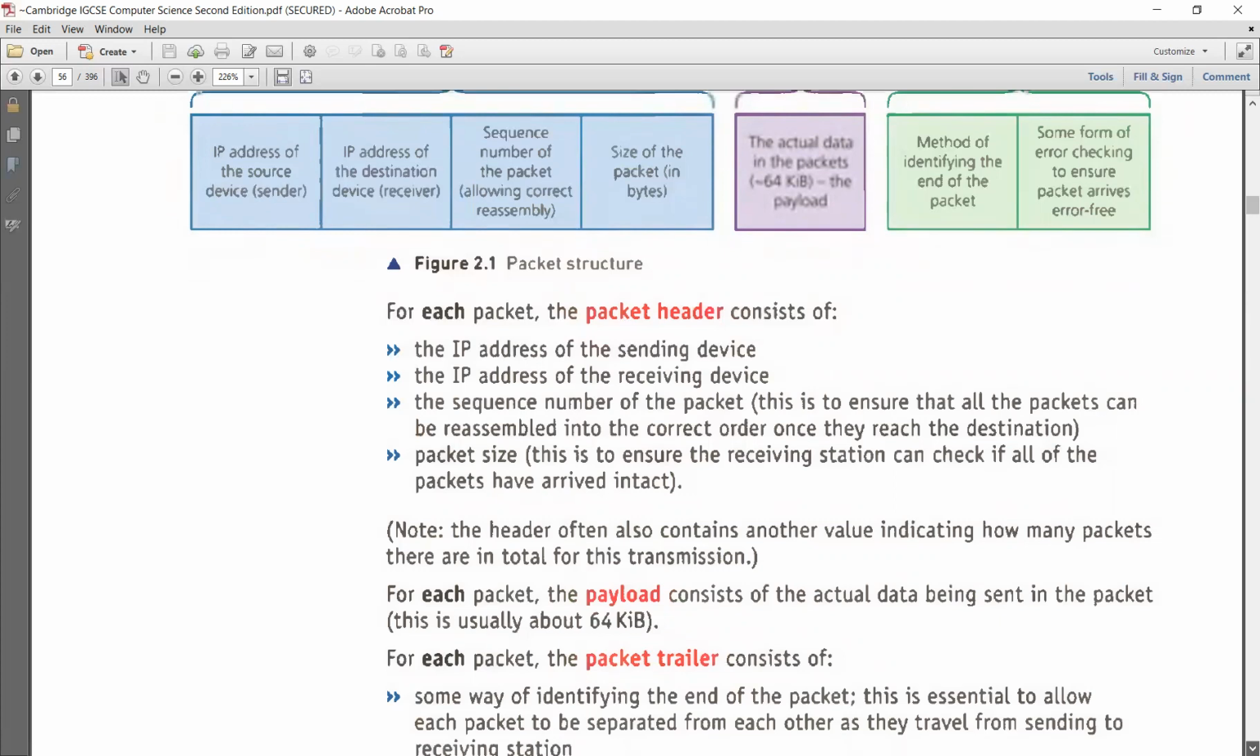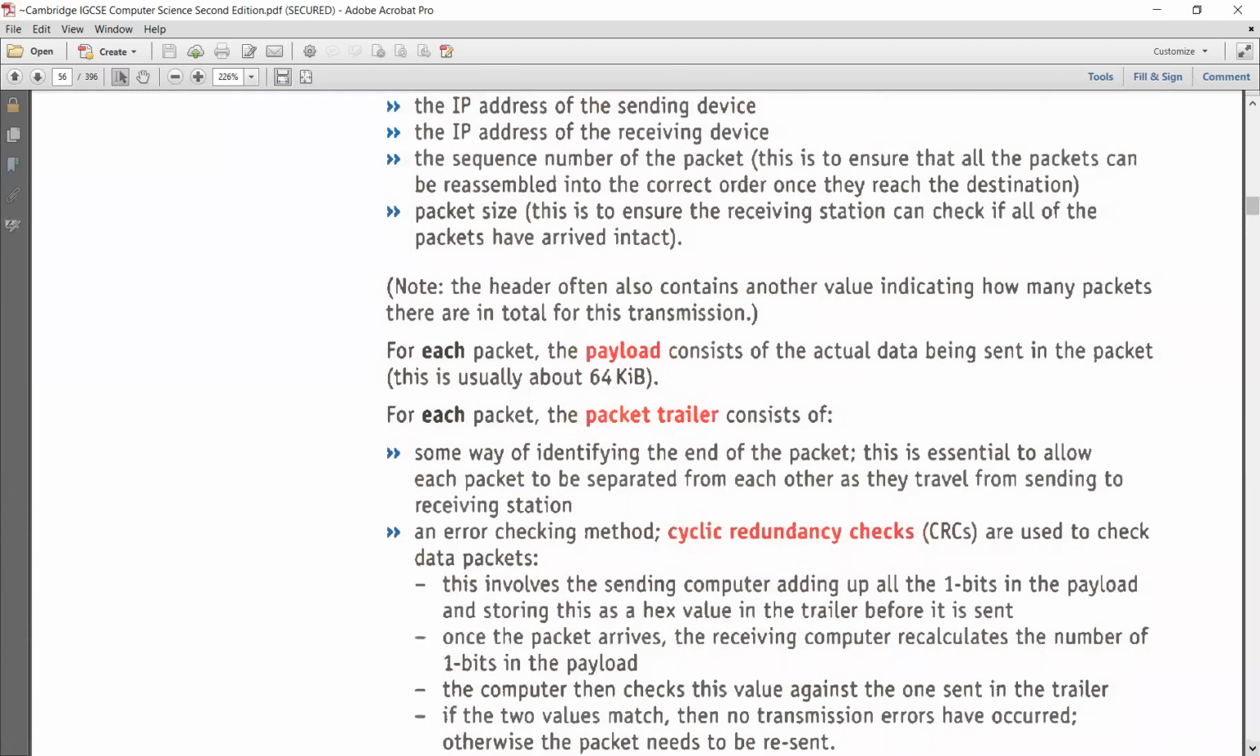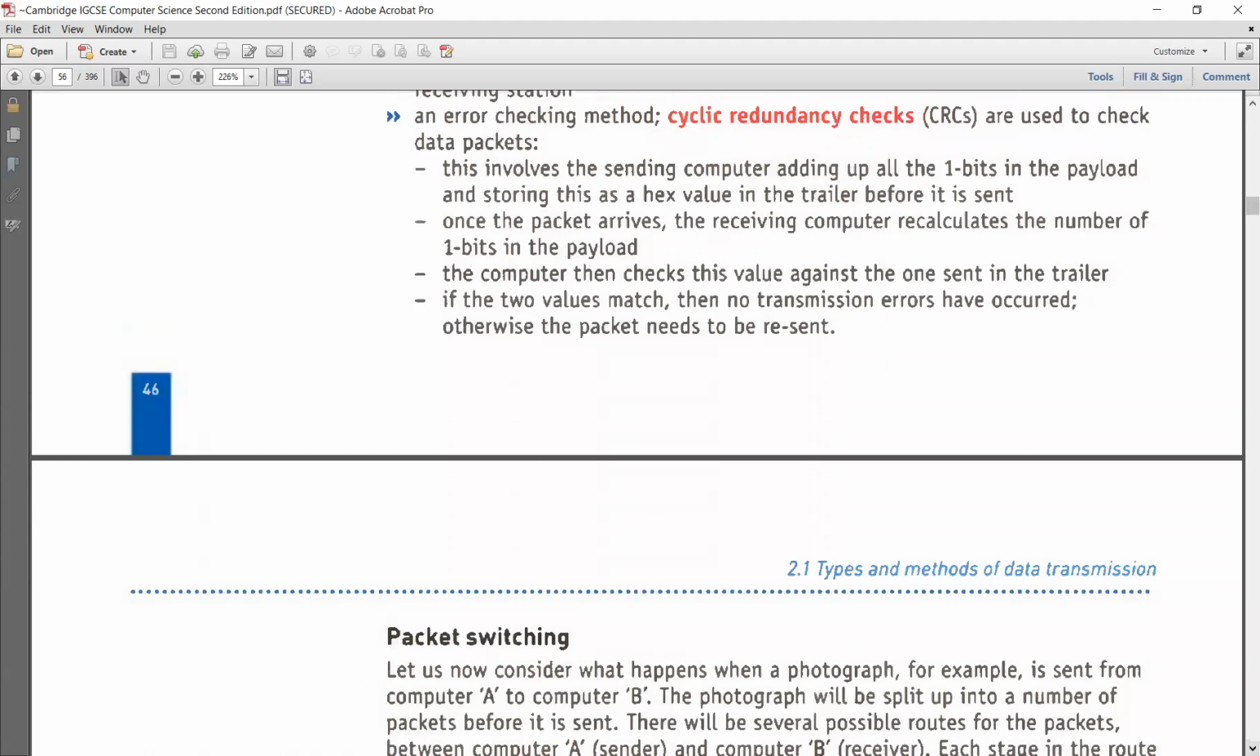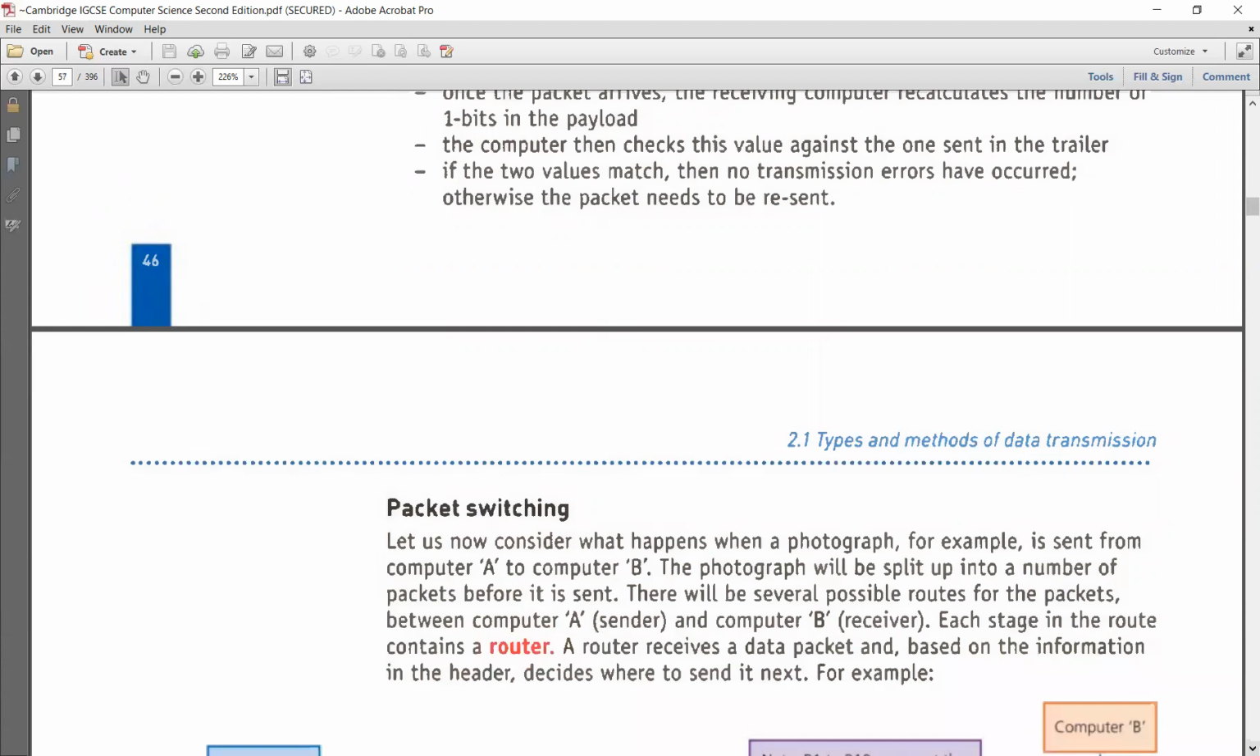Lastly, we have the packet trailer. In this, we can talk about the term cyclic redundancy check, CRC. It is basically explained as adding up all the 1 bits in the payload and finding the hex value of that total, which results in the CRC being computed. Why is it needed? To ensure the data is being transmitted accurately by the sender. Then CRC is recomputed on the receiver's end to check whether the data has been received accurately or not.